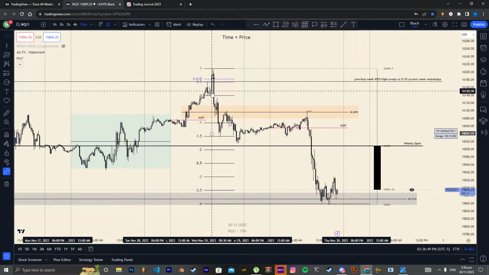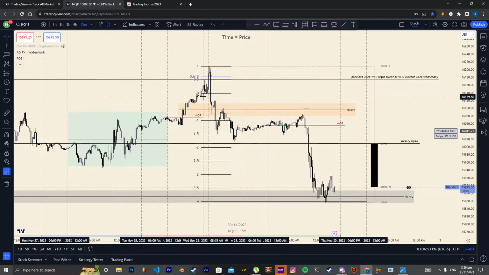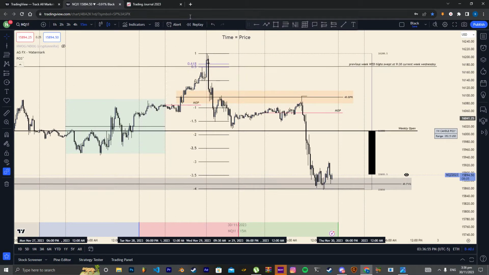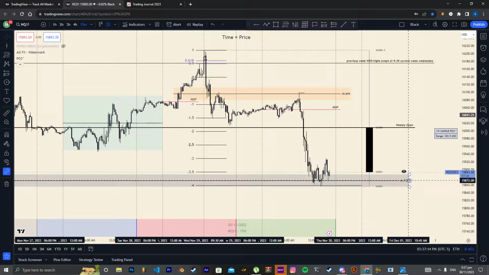Essentially, if we draw our fib from this low to this high, our manipulation leg, we can project our standard deviations down. Then we can see during Wednesday we get that manipulation, and then it distributes down towards our drawn liquidity, which, as I stated at the beginning of the week, was this 4-hour fair value gap.